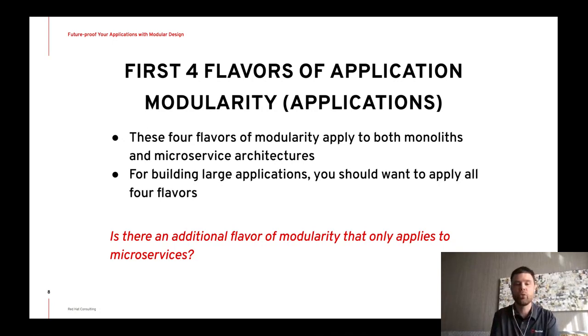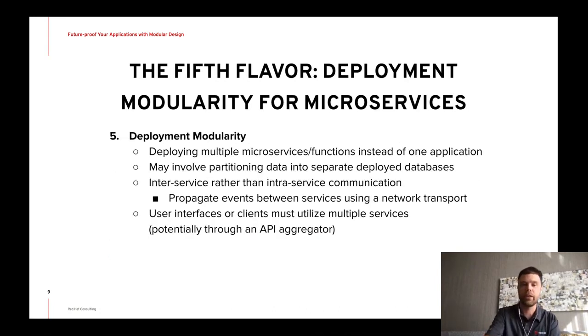So with these four flavors of modularity, they do apply to both monoliths and microservices. And for building large applications, you really want to apply all four of these flavors if possible. But there also may be an additional flavor of modularity that only applies to microservices. So what is that? It is deployment modularity. Deployment modularity allows you to deploy multiple microservices or even serverless functions instead of one application. And this may also involve partitioning data into separate deployed databases.